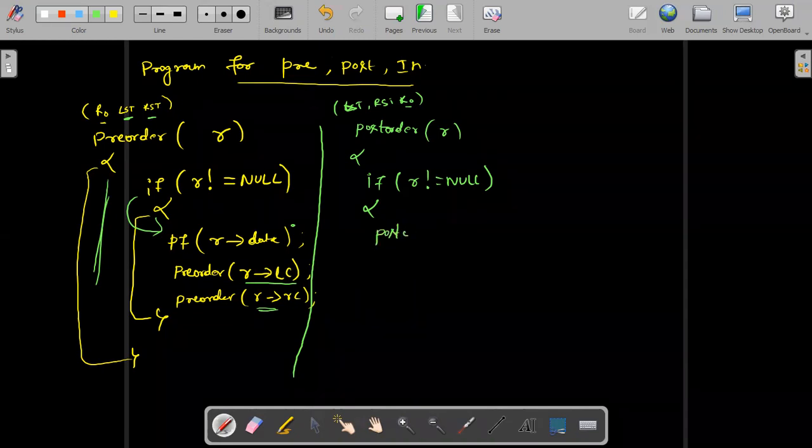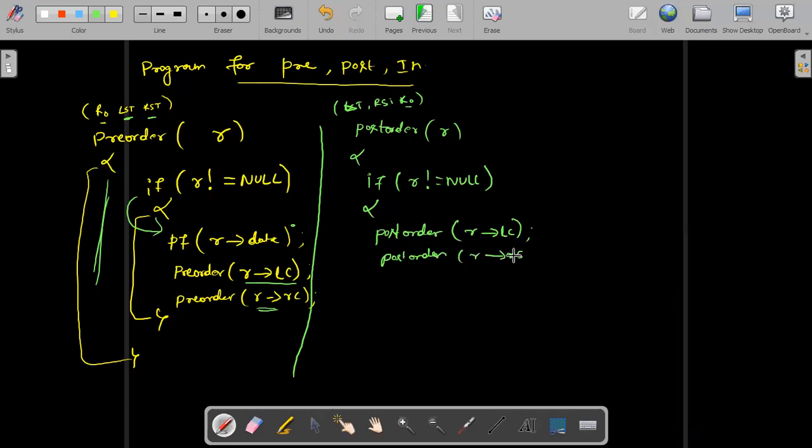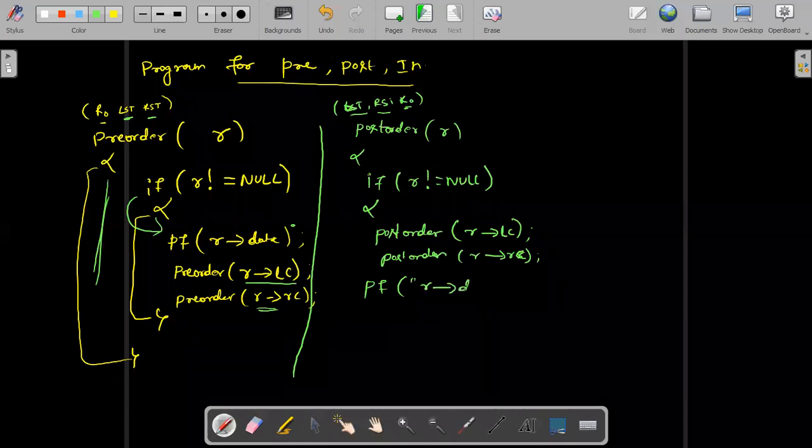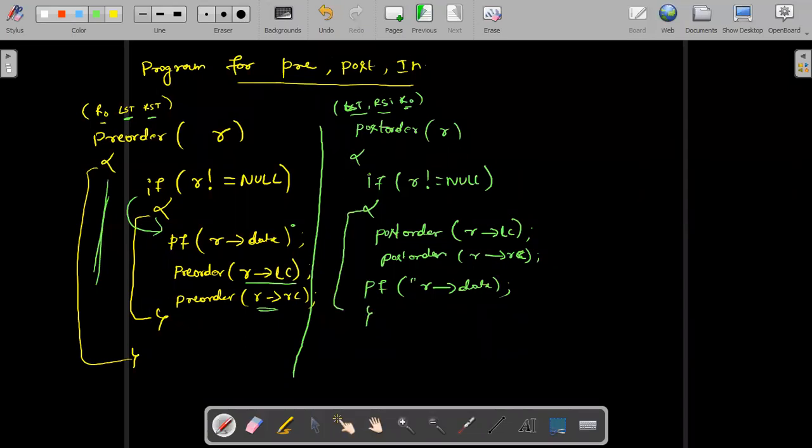Post order. First, whom do we have to visit? Left subtree. So here you see, R left. That's it. Again, next post order, R right subtree. Again, finally, print root. After visiting these two, we will visit the root. That's why printf. What will we print here? R data, we will print here. So this is the formula, and this is the program.